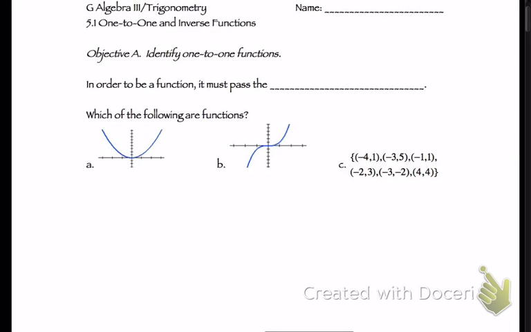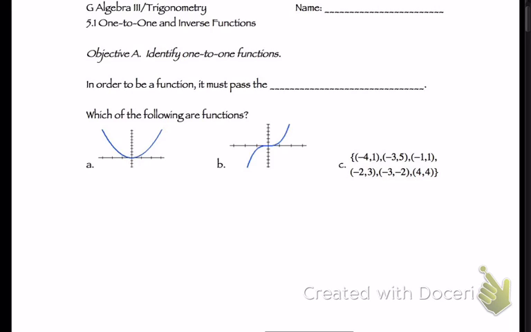Okay, so 5.1, one-to-one functions and inverse functions. This will be day number 1. In this video, you are going to see how we determine if something is a function, how we determine if something is a one-to-one function, and also how to find the inverse of a function. Those 3 things are the 3 topics that you'll see in the day 1 video.